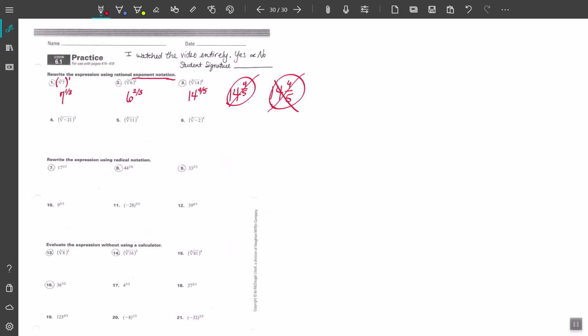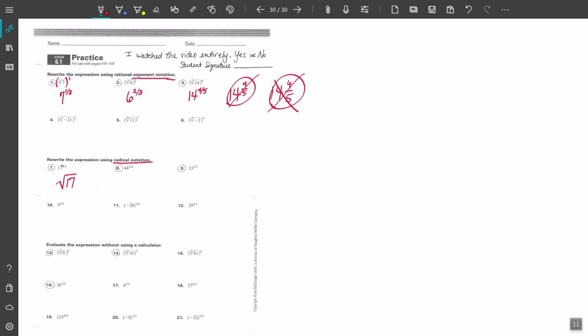Now in 7 through 9, we're going the other direction. We have the value written in exponent notation, and we want to write it in radical notation. So we're going to write it with a radical. I'm sure you can guess that the first step is to take the base and put it under a radical symbol. So in this case, we're going to look at the numerator and denominator.